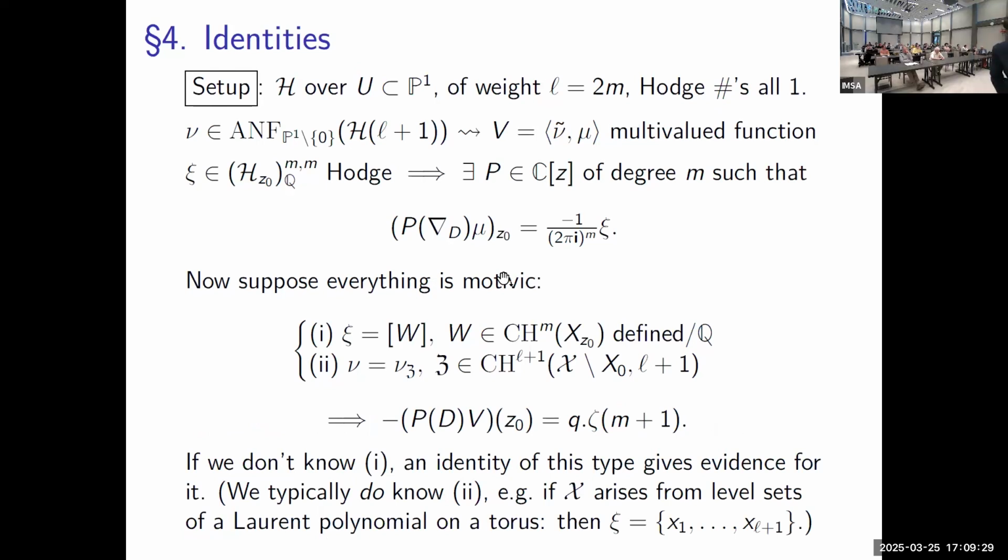If we don't know that C is represented by W, then an identity of this type gives strong evidence for it. Okay, because you cannot make this conclusion if C is not represented by an actual algebraic cycle. On the other hand, we typically do know too. So what kind of cycle is this Z? If X arises from level sets of a Laurent polynomial in a torus, as in a Landau-Ginzburg model, you just take the coordinates of the torus and you restrict those to X. And then you think of that restriction as being the graph of those L+1 functions over X inside X cross affine L+1 space.